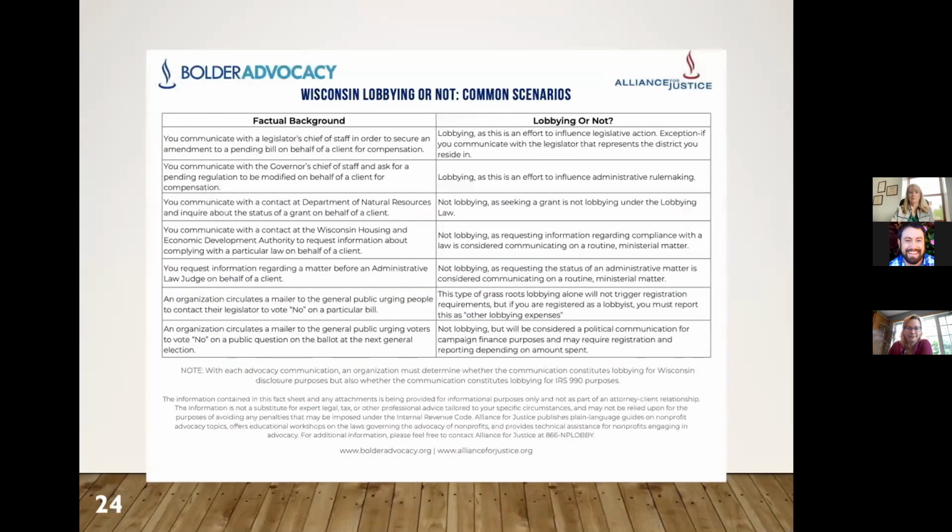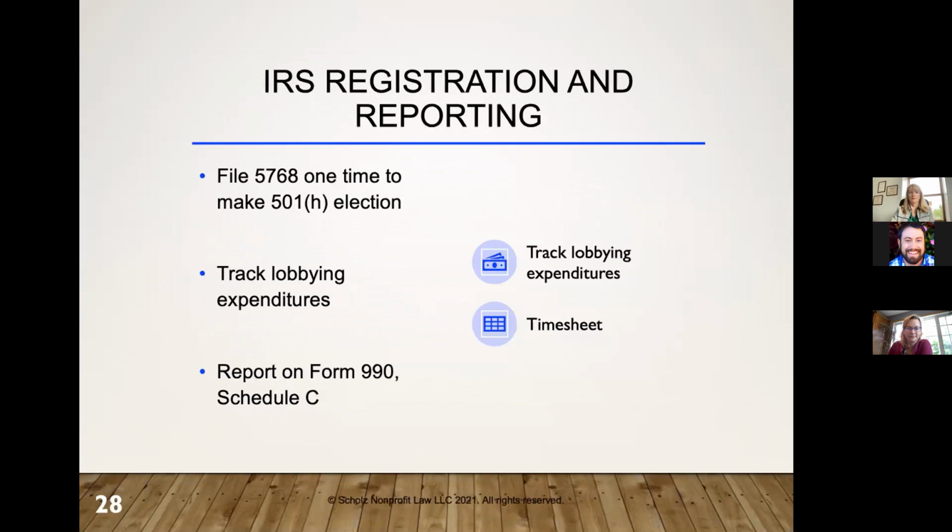I'll jump forward here and show you the form. There it is. The 5768 is the one-time form. Again, you have to track lobbying expenditures, but that's true whether you've made the filing or not. Even if it's insubstantial, you're still supposed to be keeping track. It just depends on which part of the Form 990 Schedule C you use. There's a part for non-501(h) filers and a part for 501(h) filers.